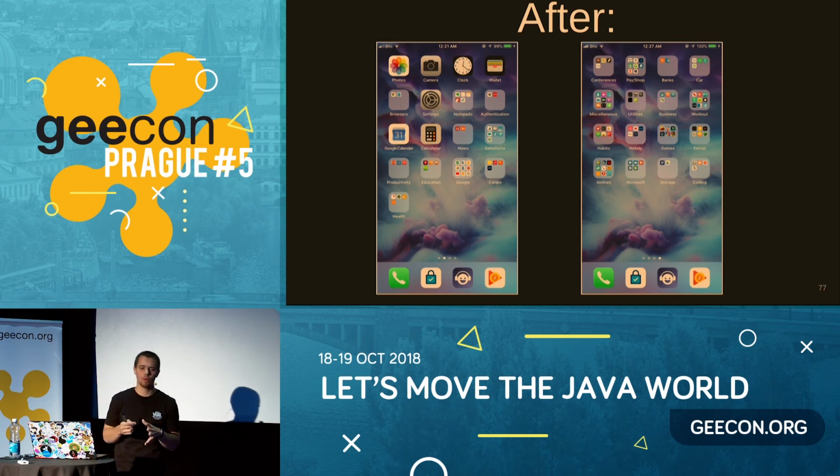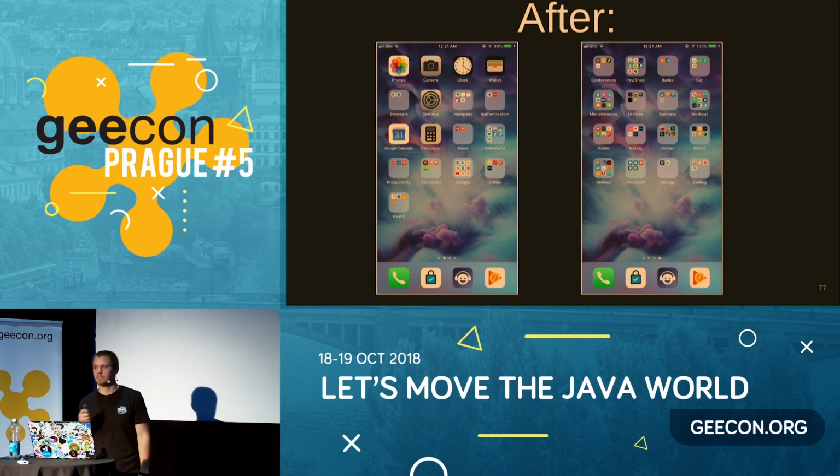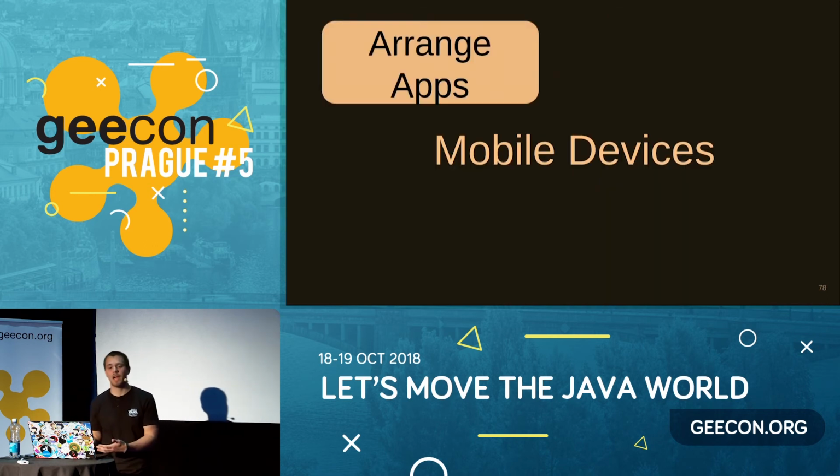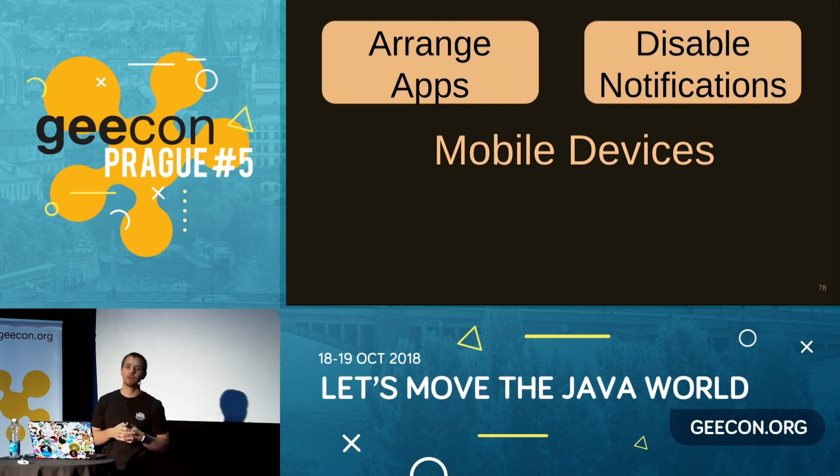And also, I really emphasize apps I want to use, like educational apps, productivity apps, and so on and so forth. And no notifications, no bubbles. Ooh, again, I still remember that picture from the previous slide. So the mobile devices, to summarize, arrange your apps. Don't put the messaging app on the first screen. It will just give you more anxiety.